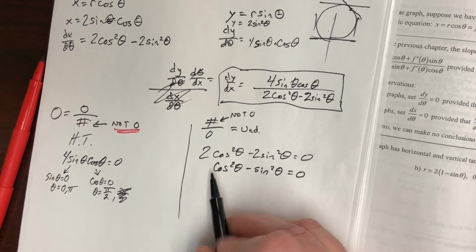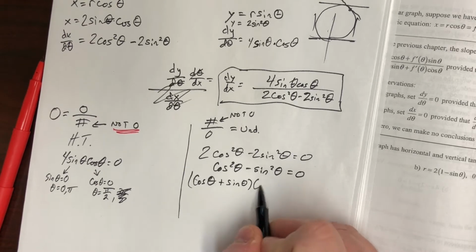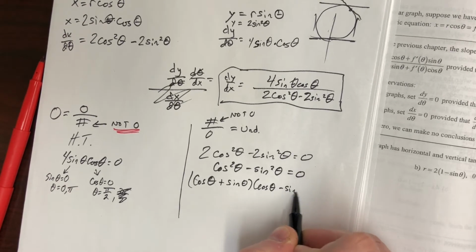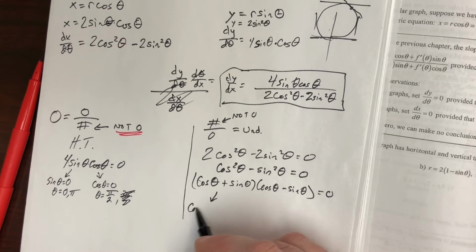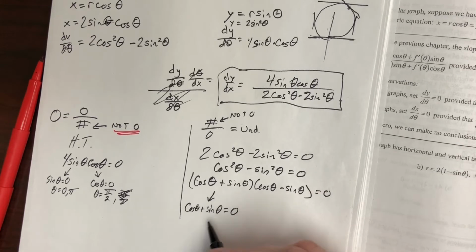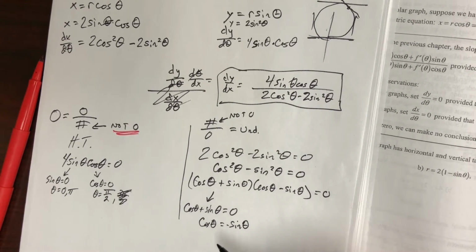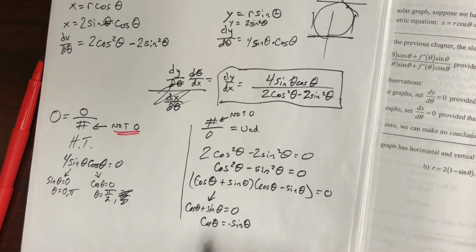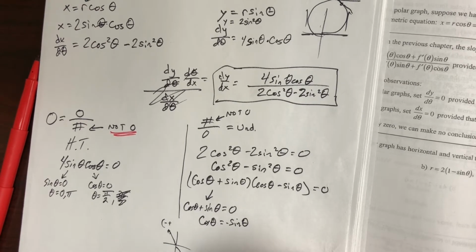So I looked at this and I said, oh, well, I can do cosine theta plus sine theta times cosine theta minus sine theta. I just factored. It's the difference of 2 squares. And then if I solve this one, I get cosine plus sine needs to equal 0. I can subtract the sine from both sides. Okay, when is cosine equal to negative sine? Well, they're only ever the same number at the pi over 4s. So where would a pi over 4 be where they have opposite signs? Well, it's going to be up here and up here, right? Because this is minus plus and this is plus minus.